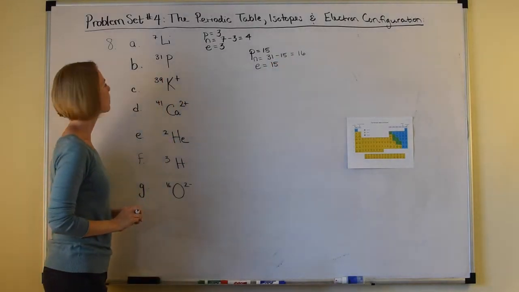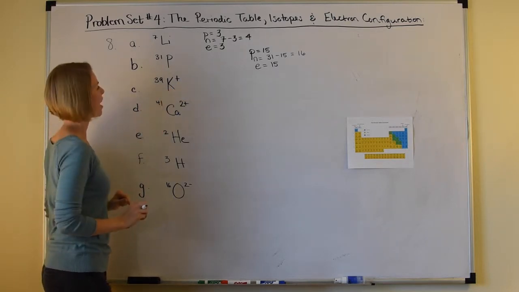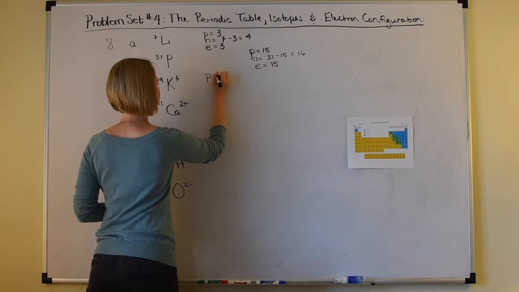And because it is a neutral atom of phosphorus, the number of electrons and the number of protons must be the same. All right, now we get to a cation. Number of electrons and protons are not going to be the same. Okay.